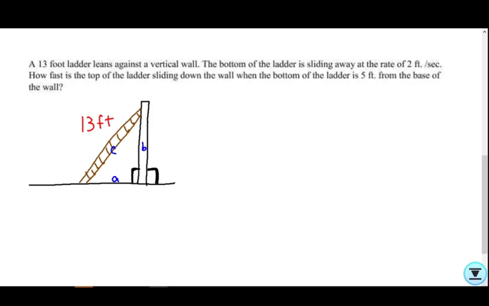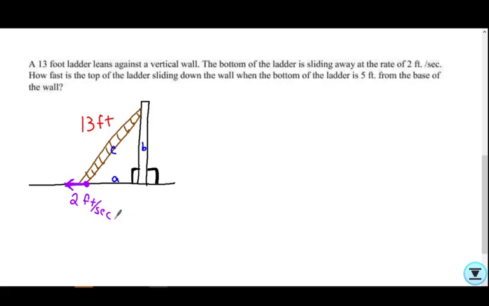Now, the other information that they've given us, they said the bottom of the ladder is sliding away at a rate of 1 foot per second. 2 feet per second, sorry. So that means this point right here is sliding this direction at a rate of 2 feet per second. Okay? So what does that represent? Well, that represents how side A is changing over time.